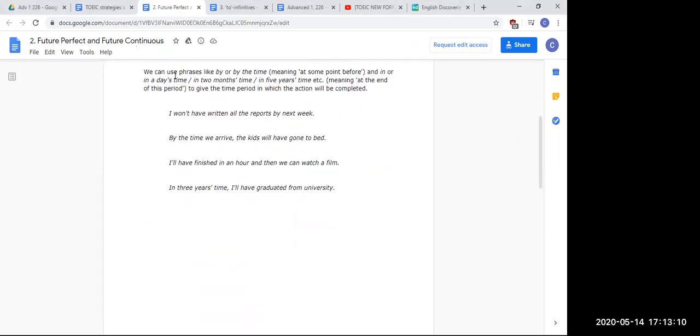So we can use phrases like "by" or "by the time," meaning at some point before, and "in" or "in a day's time," "in 2 months' time," "in 5 years' time," meaning at the end of this period, to give the time period in which the action will be completed. So, "I won't have written all the reports by next week." So we're saying that at this time, next week, these won't be completed.